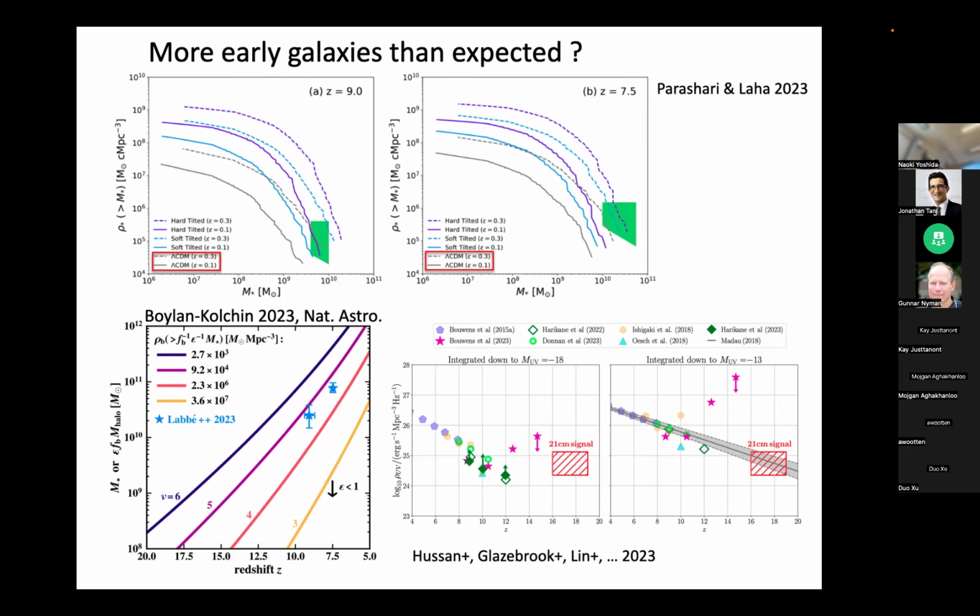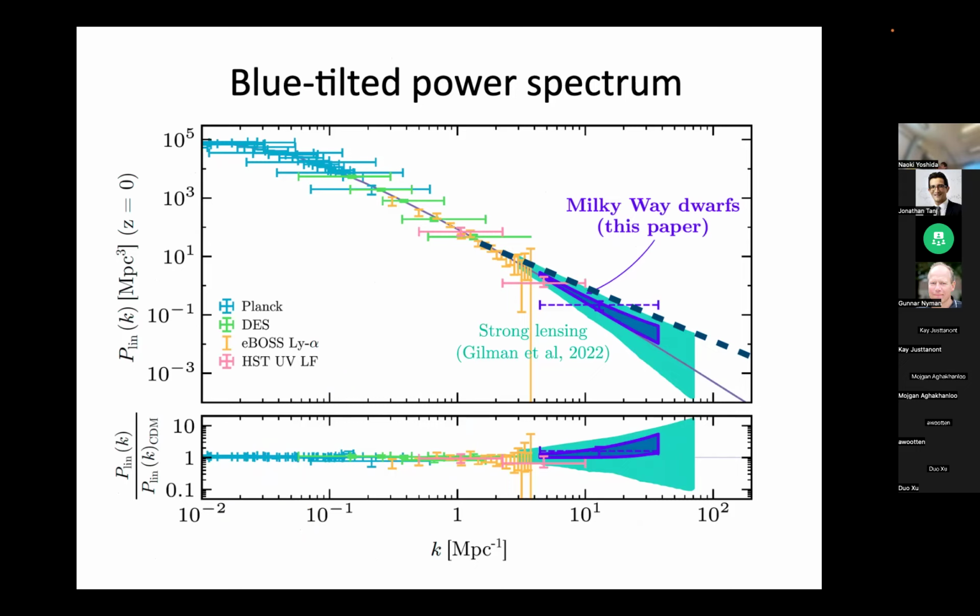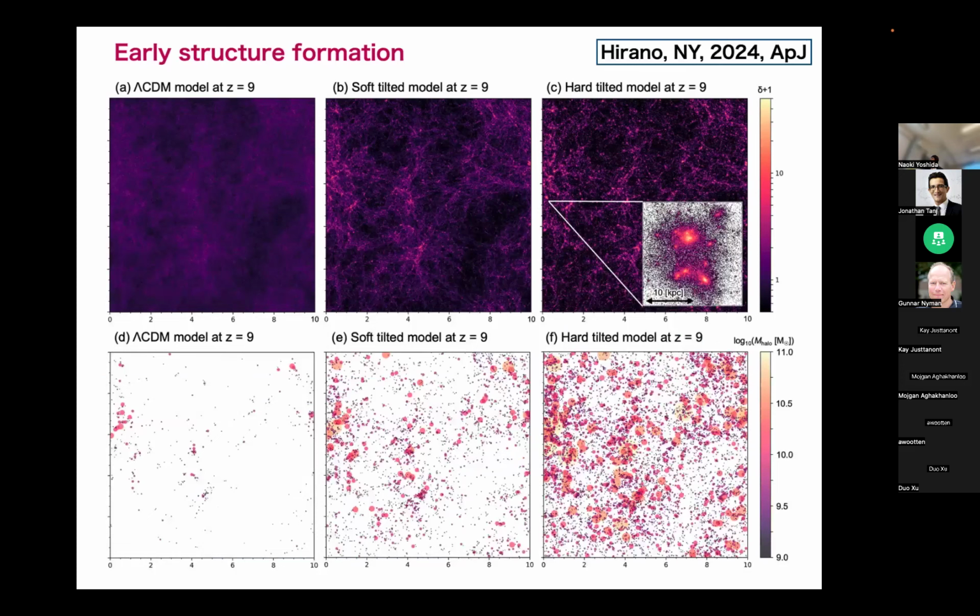There are many other ways to express this sort of overabundance of early galaxies beyond redshift 10, 12, and so on. So we do a little bit of a test. What if the primordial power spectrum has a tilt pointing to more excess power at subgalactic scales? The effect is very dramatic. So we run the simulations.